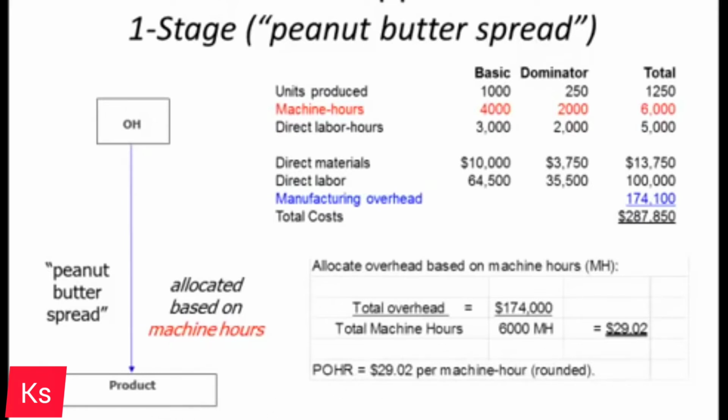If this were the allocation base, how much overhead would be allocated to every single unit of our basic product line? Take the $29.02 overhead rate, multiply it by the 4,000 machine hours that product line consumes, divide by 1,000 to convert it to per unit. Every single unit of our basic product line would be allocated $116.07 of overhead.